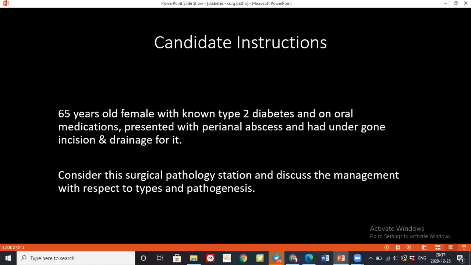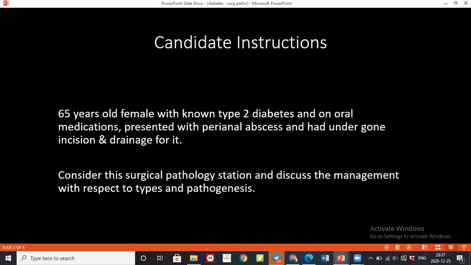Who would you involve in the management of this patient? I would definitely involve the endocrinologist if blood sugars are not controlled properly, or the general physician, general medicine registrar, for optimum control of his sugars.